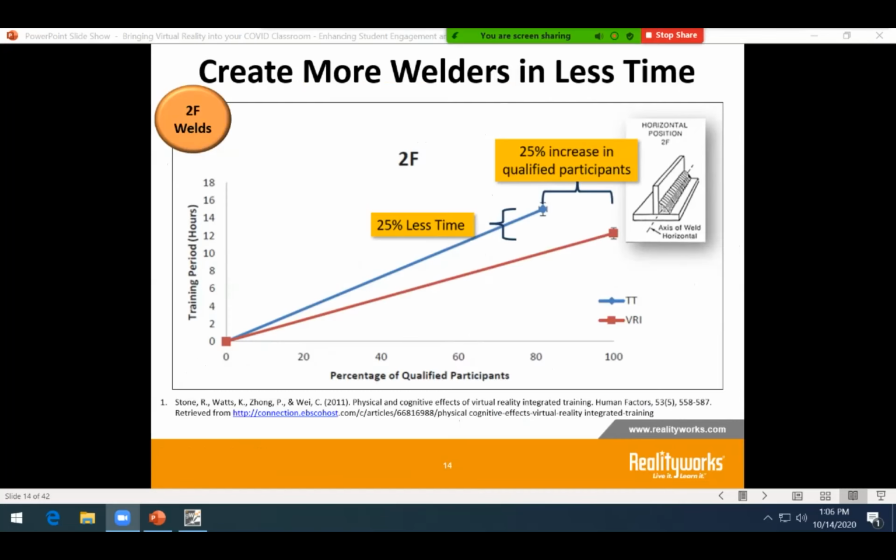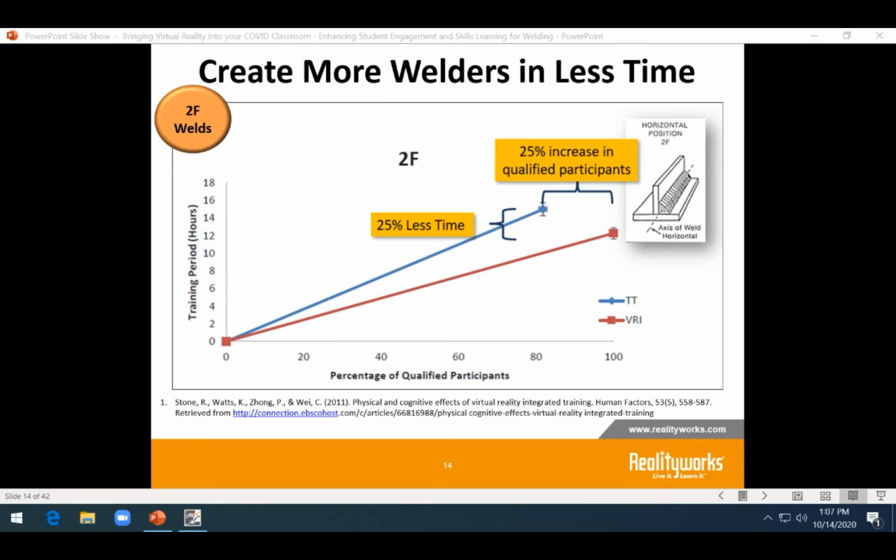Now, the study had two different groups. It had the blue group here, which is the traditional training, the TT group. The traditional training was all about going into the classroom, learning about welding, and then going out into the shop, going from the knowledge in the classroom to actually doing live welding in the shop. The VRI, the virtual reality integration, or the red line, as you can see, was a little different. It started with the traditional training, but then they added virtual welding integration. They included virtual welding in that educational piece, and then they went to the shop and did the real thing.